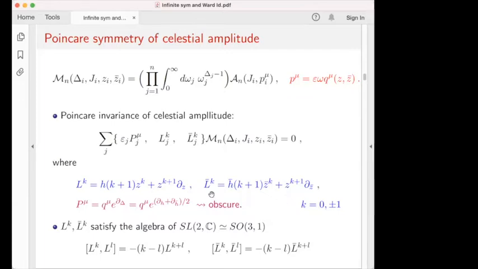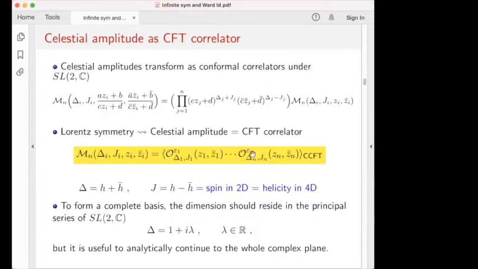Explicitly, this Lorentz generator in this celestial basis is given here. You can compute the commutators, and you will find that indeed this satisfies the algebra SL(2,C), which is isomorphic to SO(3,1), namely the Lorentz group in 4-dimensional Minkowski spacetime. This equation just means infinitesimal invariance of the celestial amplitude under the infinitesimal transformation. If we promote this infinitesimal transformation to a finite transformation, then we will find these equations.